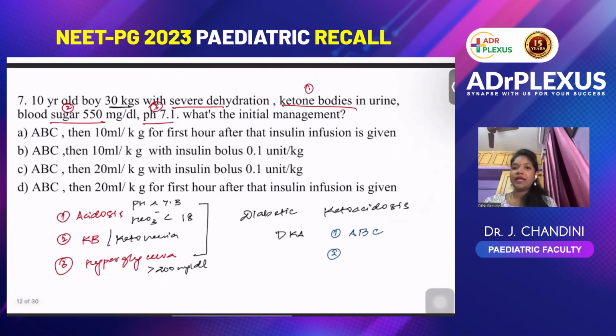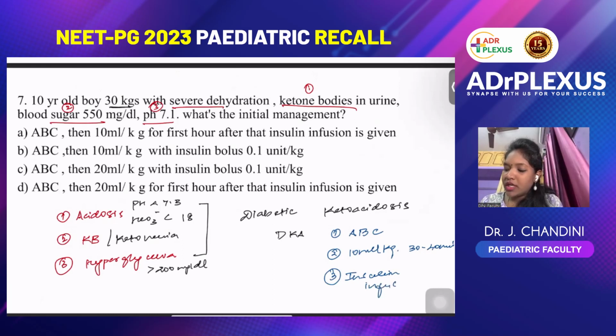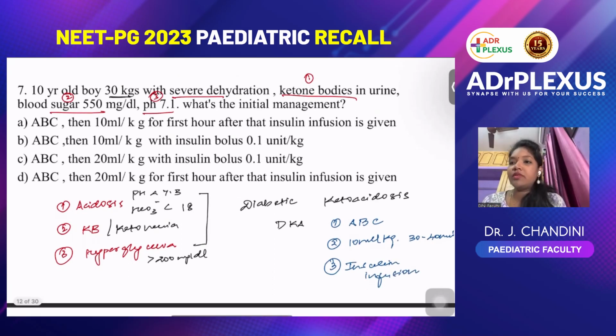The first step is always airway, breathing, and circulation. Next, the child is having severe dehydration, so you will give around 10 ml per kg of fluid over the first 30 to 40 minutes. Followed by that, you will give insulin as infusion. Never give insulin as bolus or before correcting dehydration. So the first thing is ABC, followed by correcting dehydration. Then you give insulin infusion and not as bolus. How much insulin? 0.05 to 0.1 units per kg per hour as an infusion.